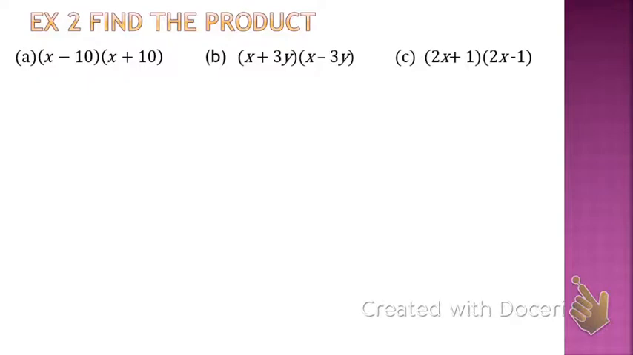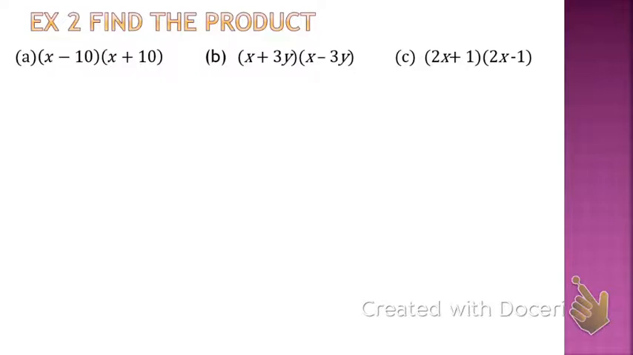I'm going to have x plus 2 times x plus 3. I'm going to have 3x plus 2 times x minus 1. And then I'm going to throw in something like x minus 10 times x plus 10. So what are you looking for? What do you notice right off the bat about letter A?